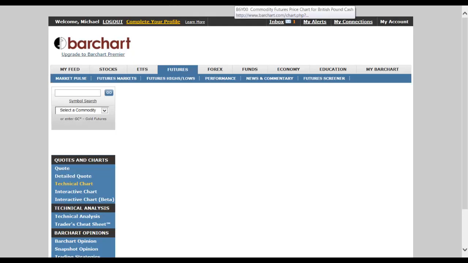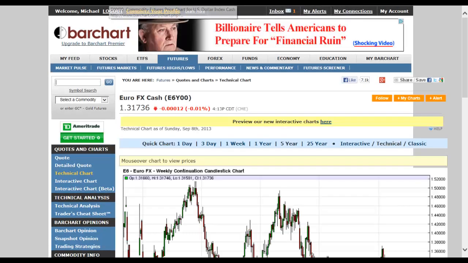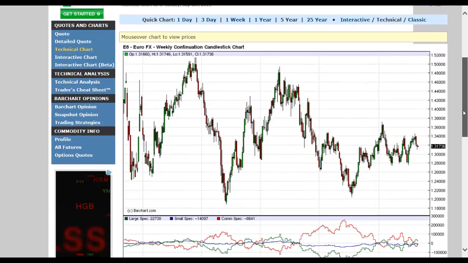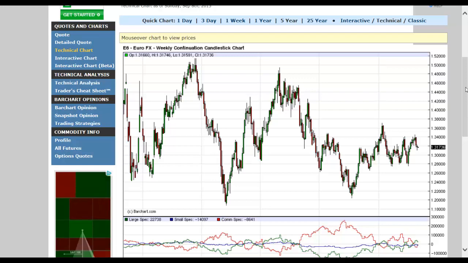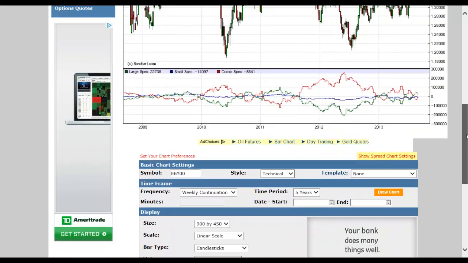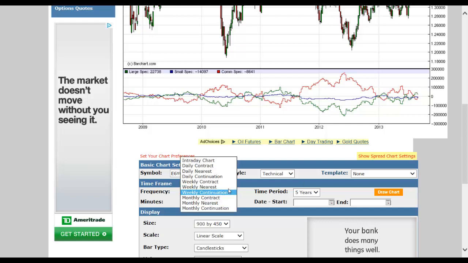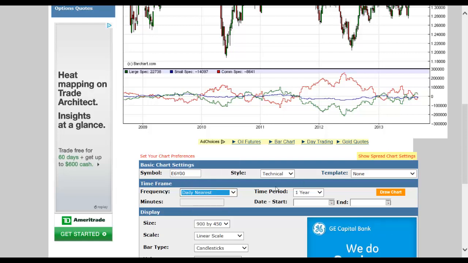Now, obviously, once you open your charts up like this, you're going to want to save them in your favorites tab. I have one for the euro, for the British pound, for the dollar index, and I have one for the 10-year T-note. Here is a weekly because that's what I save. But we're going to go down to a daily, and let's pull up 9 months of it. And we're going to draw the chart.